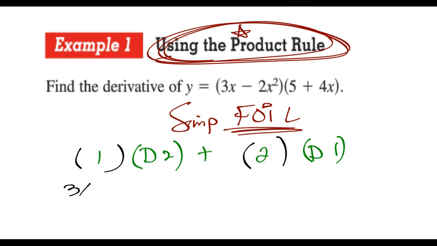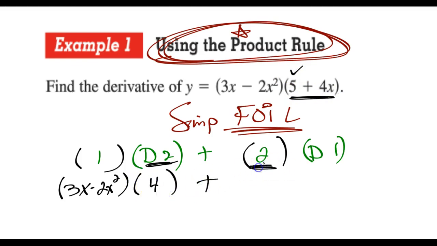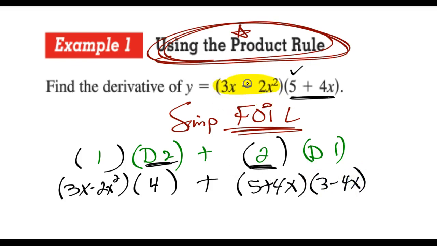1 just means write down the first function. Don't do anything to it. Take the derivative of the second function. Well, the derivative of 5 is 0, and the derivative of 4x is 4, plus the second function, which is 5 plus 4x, and then d1, the derivative of the first, is 3 minus 4x. So again, I hope you know how to take the derivative of that. Then the rest of this is just multiplying and simplifying and combining like terms.